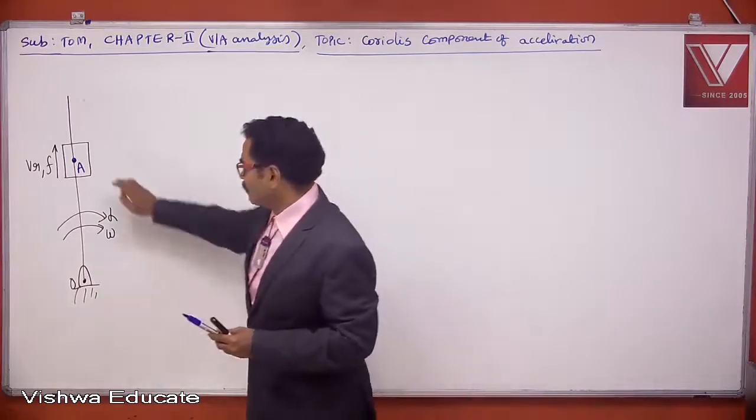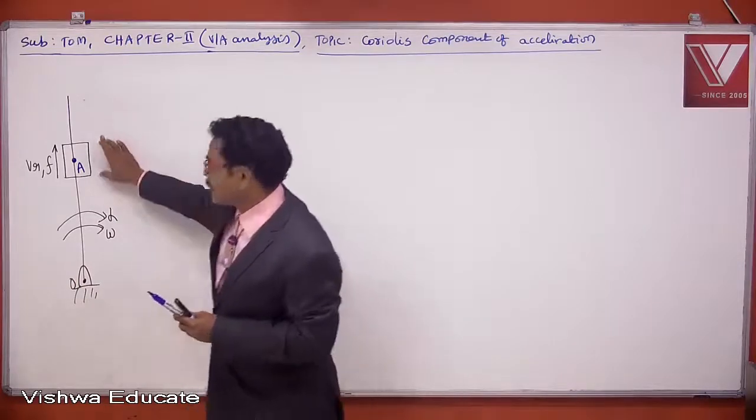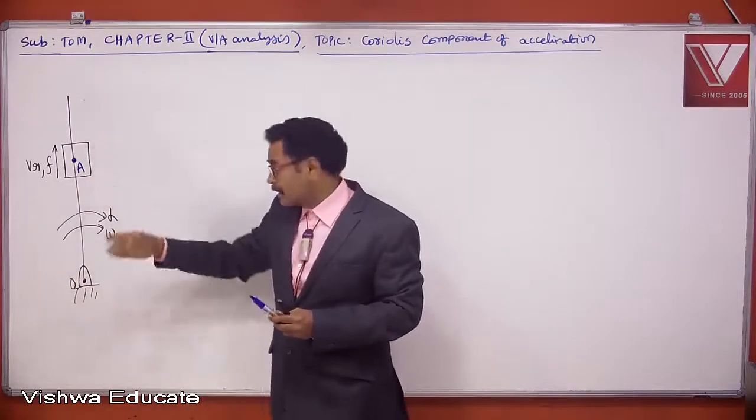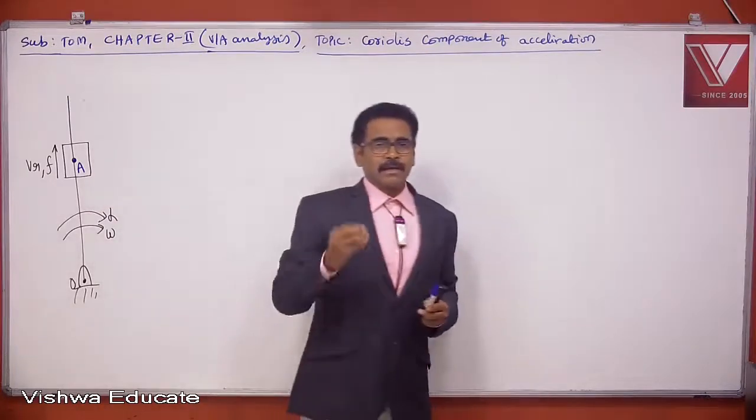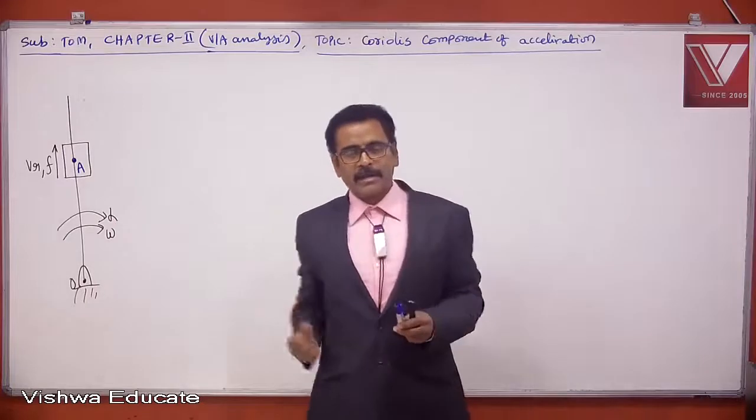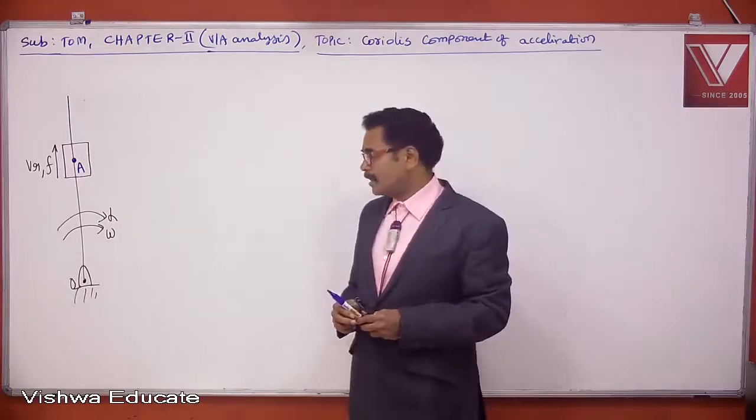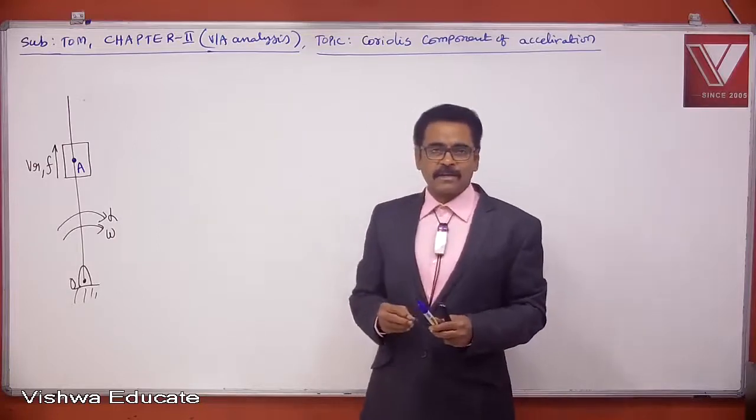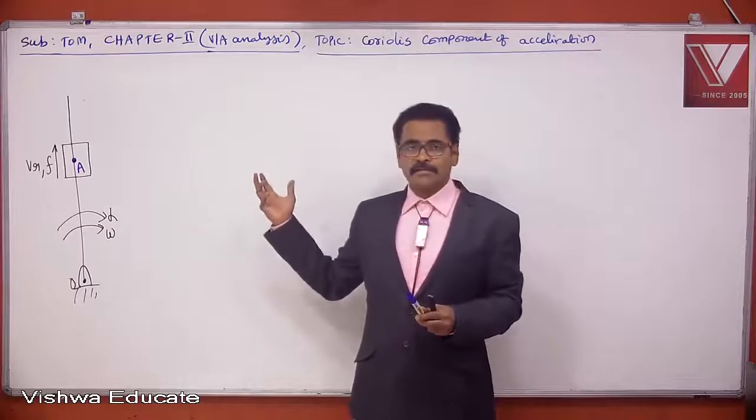At the same time, the slider is moving away. The slider is sliding now. The slider is not fixed to the link. Since the slider is sliding, every point of the slider carries radial motion. So point A carries radial motion and rotary motion. So definitely point A will experience the Coriolis component of acceleration. How much? We are going to derive it.